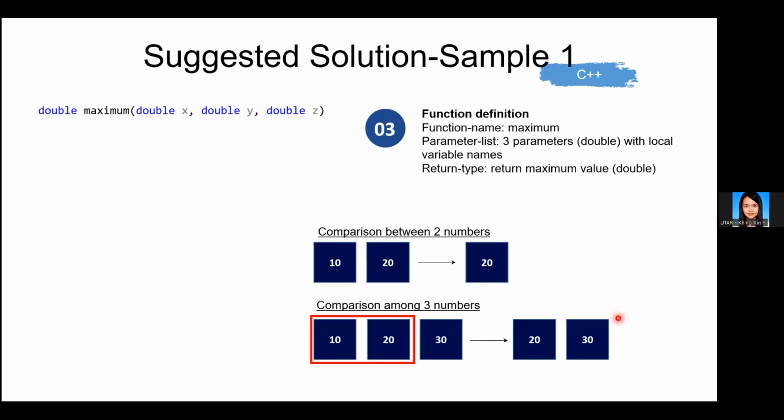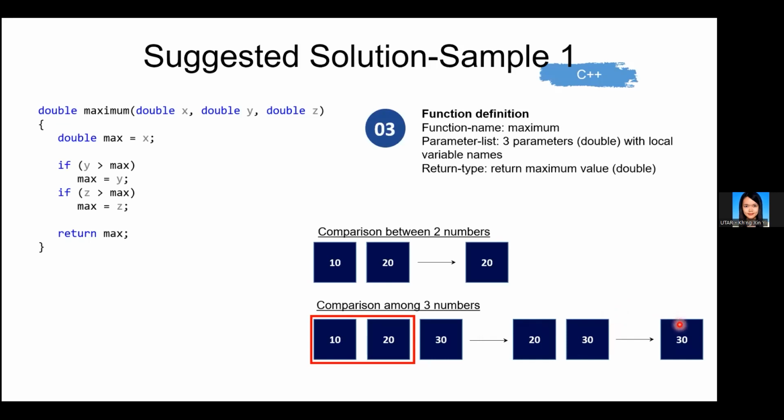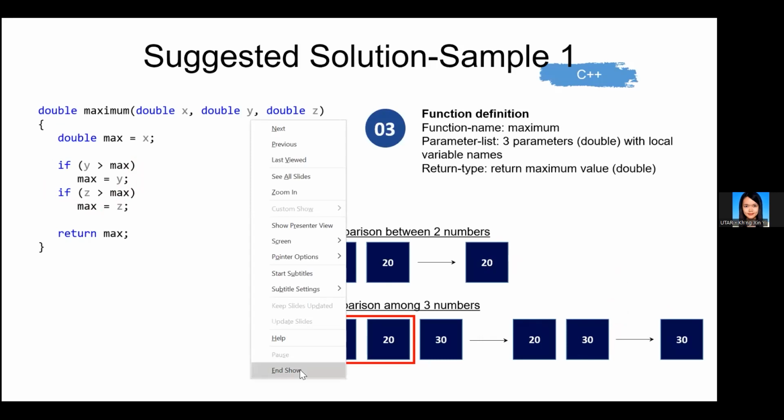Then after that, I try to do the comparison again. I compare the current maximum 20 with 30, the third number, and then we will get the maximum of 30 here. Okay, so this is how the statement comes from. We do the checking for the first two numbers, and then after that, we do the checking for the third number. All right, then we're back to our code here.